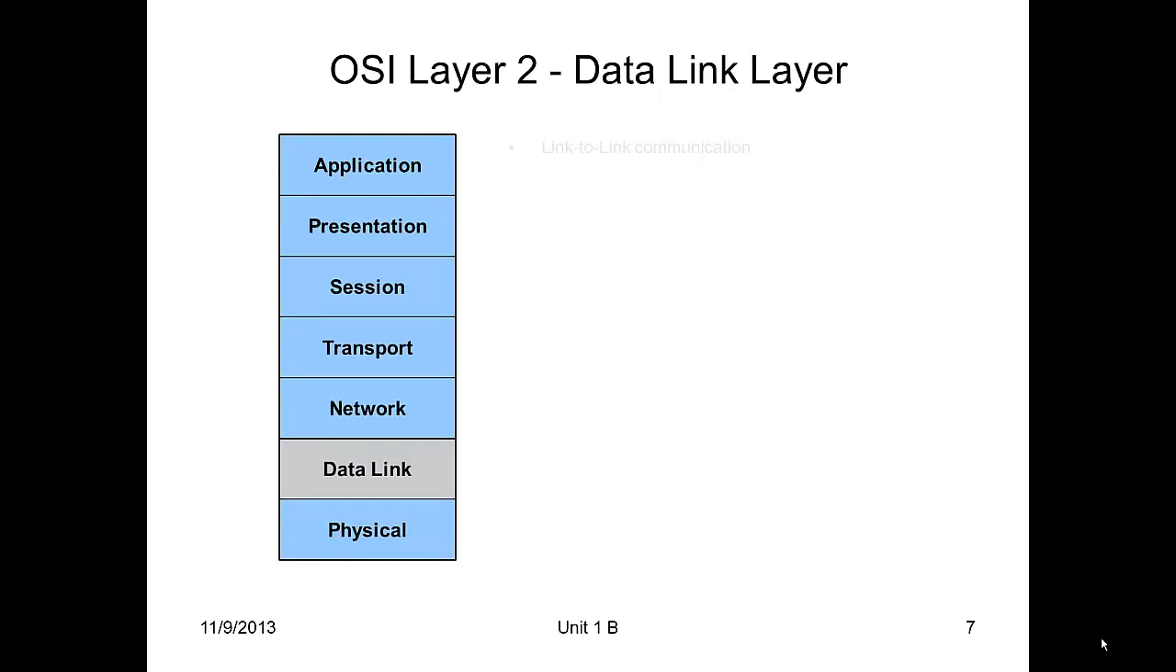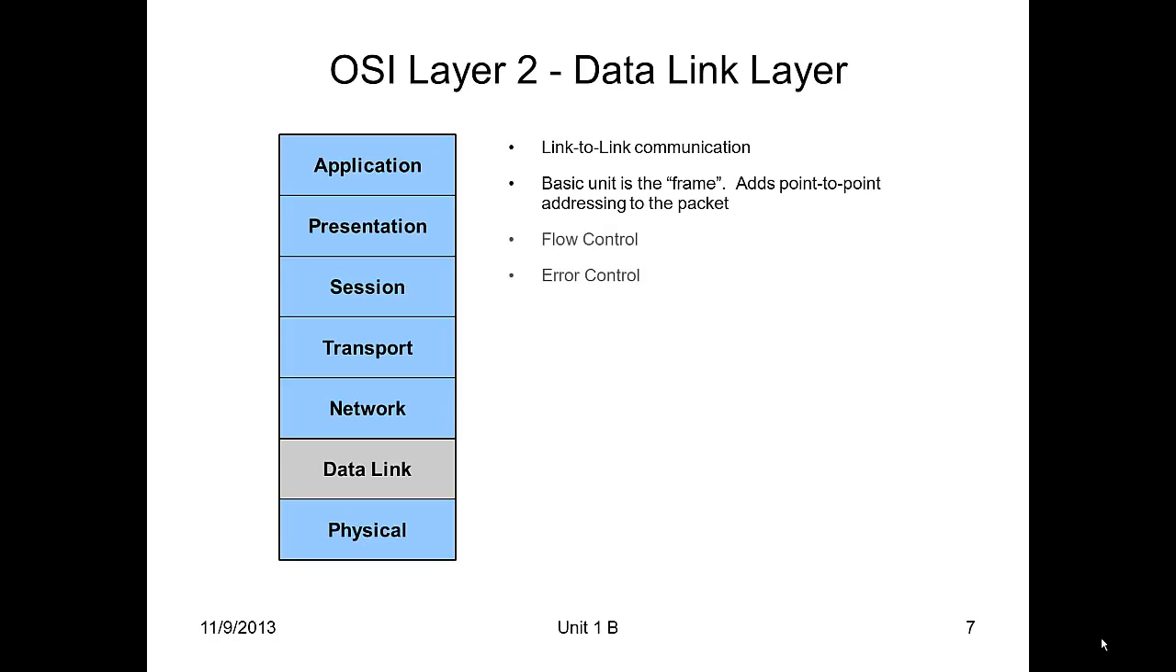Now, at the data link layer, it's link-to-link communication, neighbor to neighbor. Of course, neighbors can talk in common. You can have what is, in a sense, a party line, which happens all the time with wireless communication. The basic unit is called a frame. You take the packet that's sent to you via the network layer, and you add to it frame information, which is the point-to-point address of the destination.